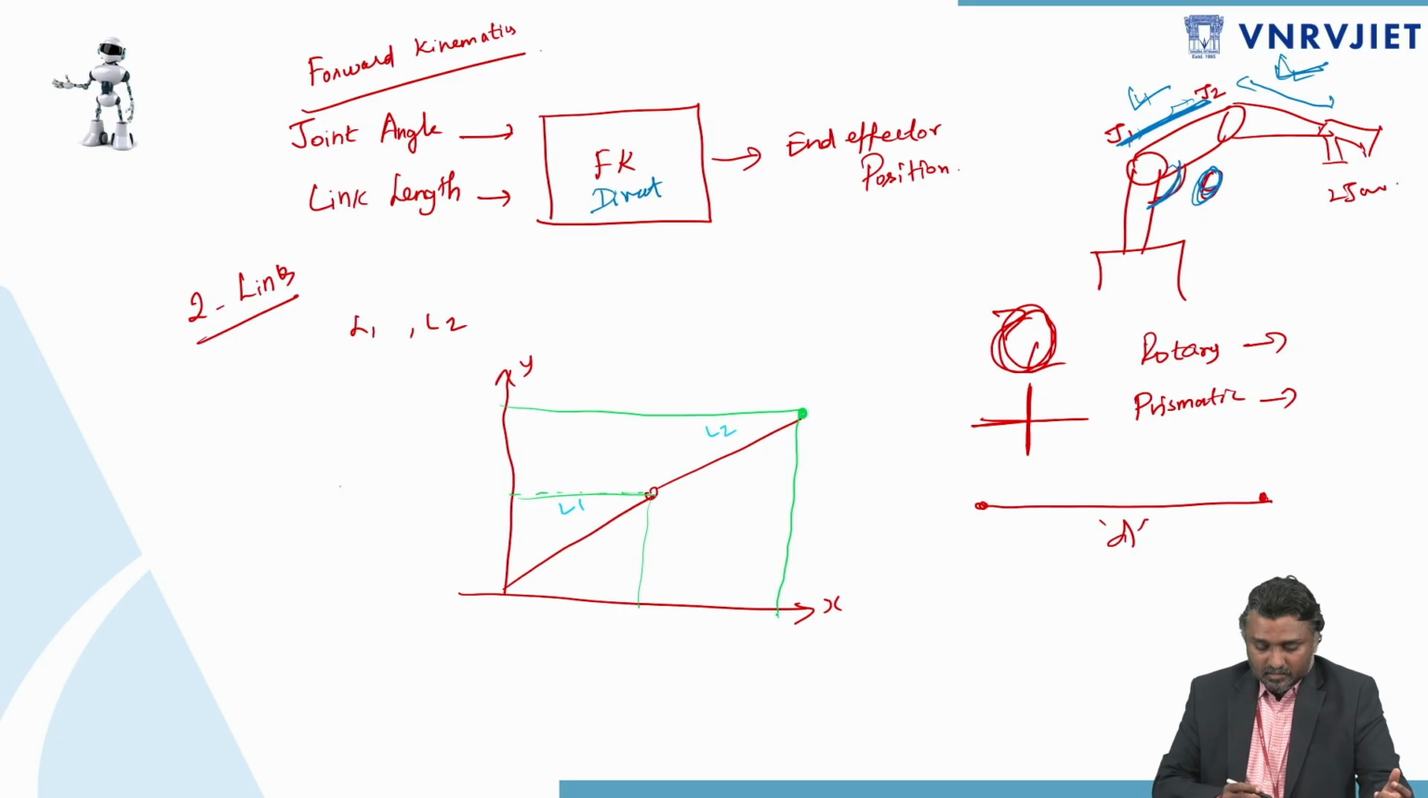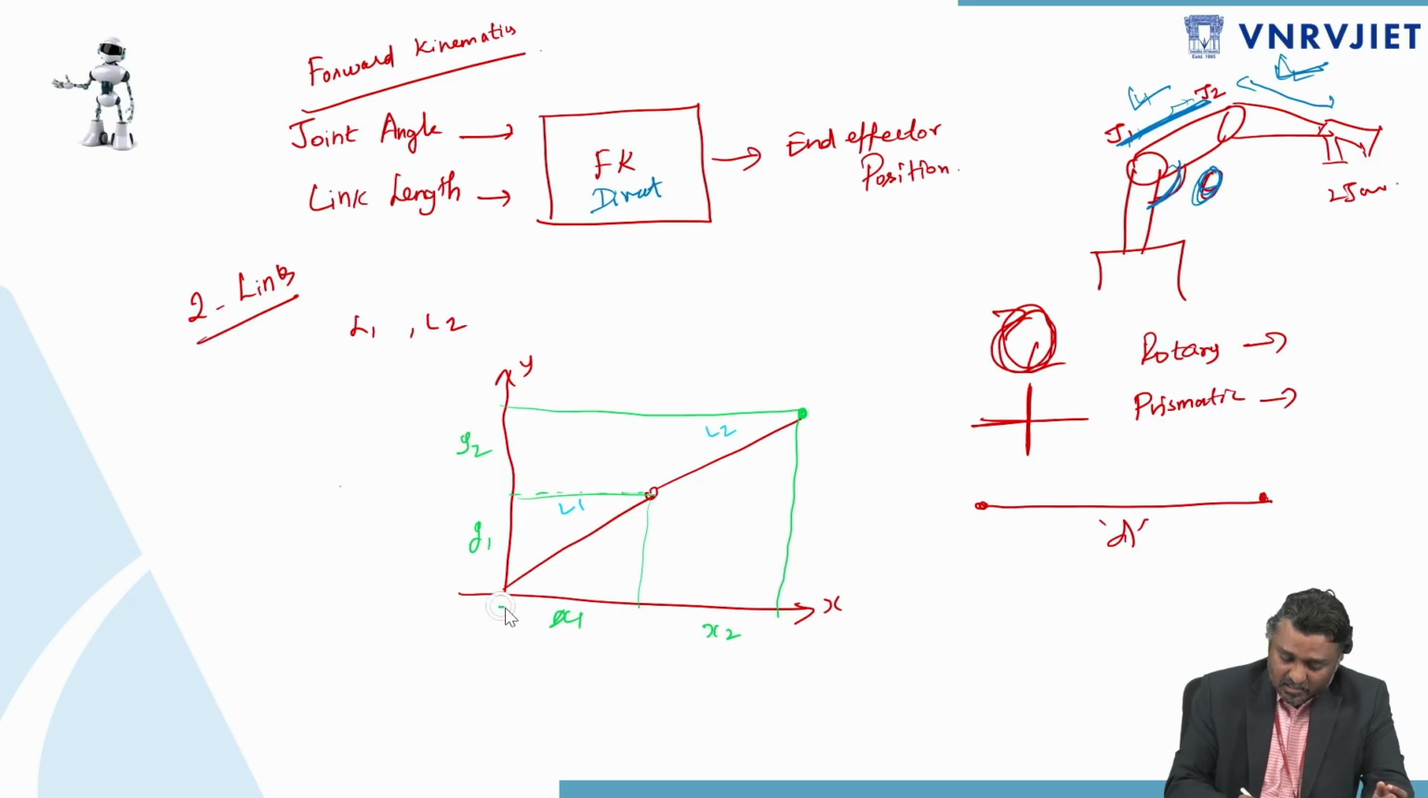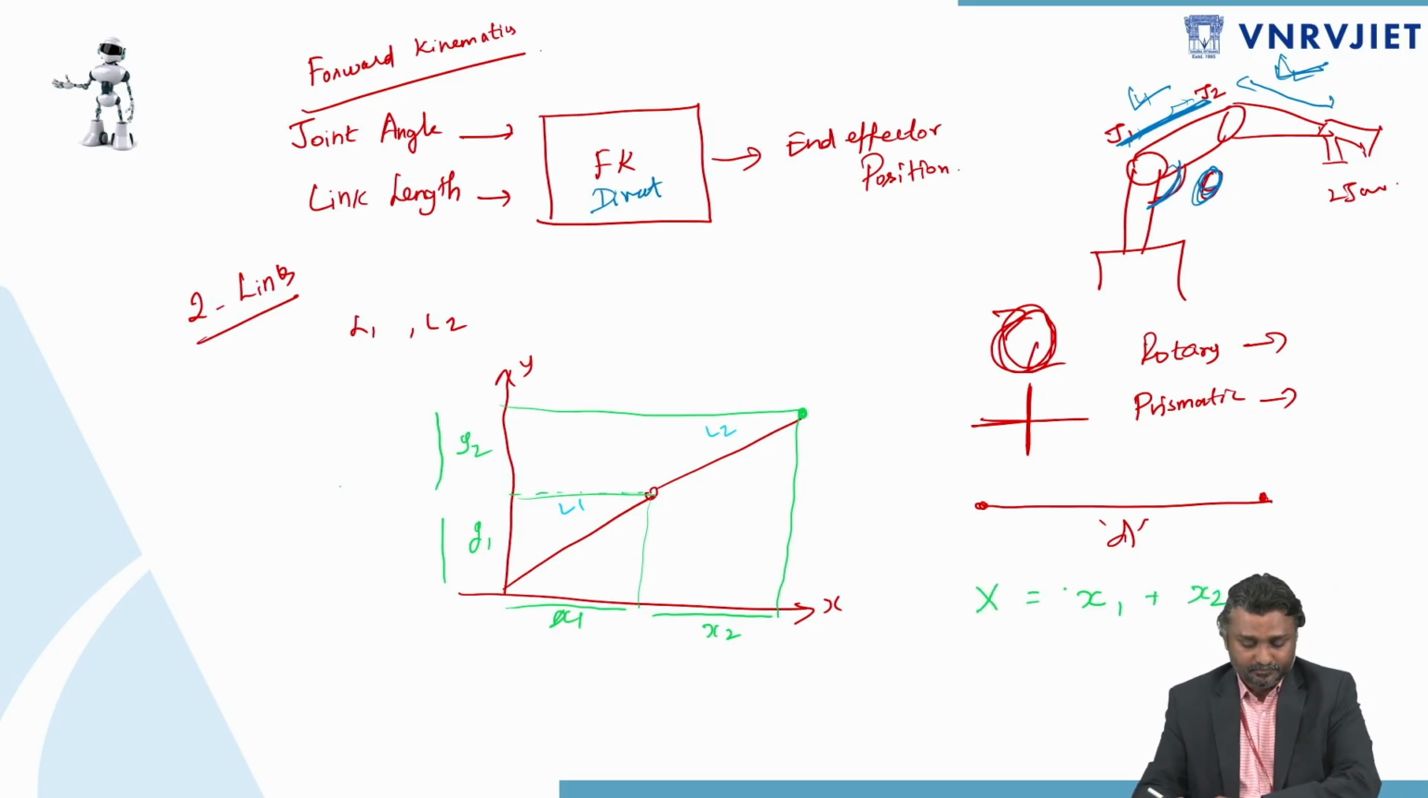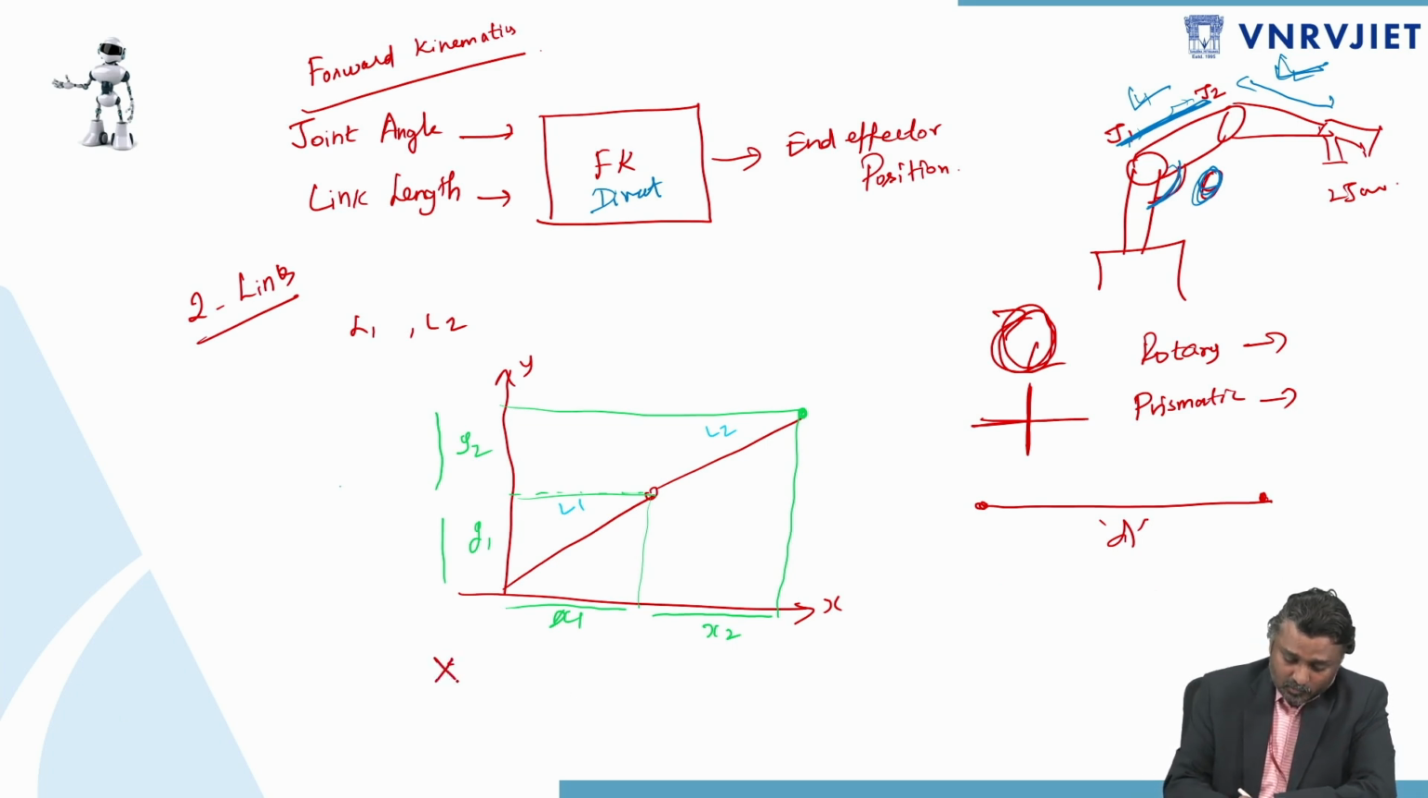Here, this is link 1, this is x1, this is y1. This is the x-axis and y-axis for link 1, and this is the x-axis and y-axis for link 2. Now I have to identify each link's x distance and y distance. This is the x1 distance for link 1 and x2 distance for link 2. This is the y1 distance for link 1 and y2 distance for link 2. So now x1 plus x2, the total x distance.